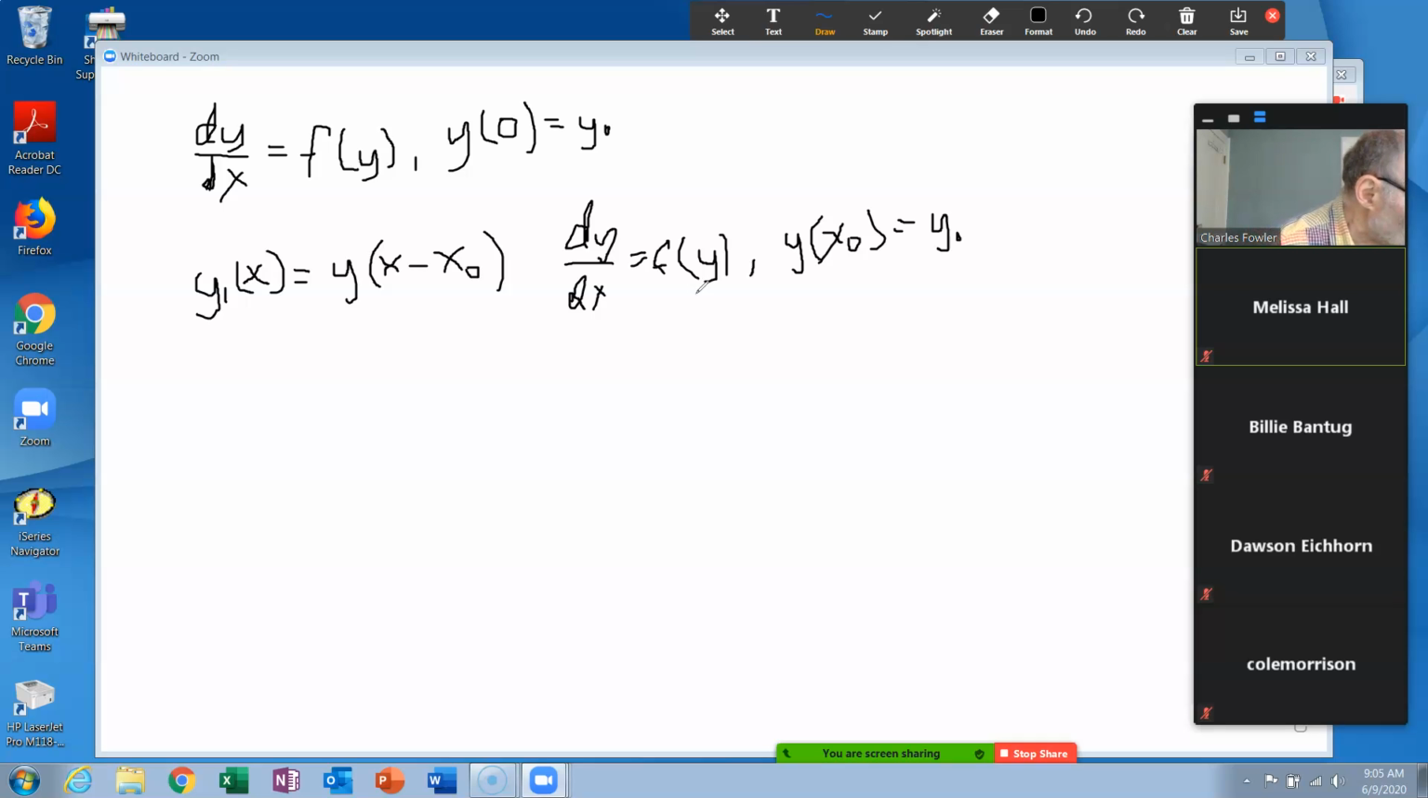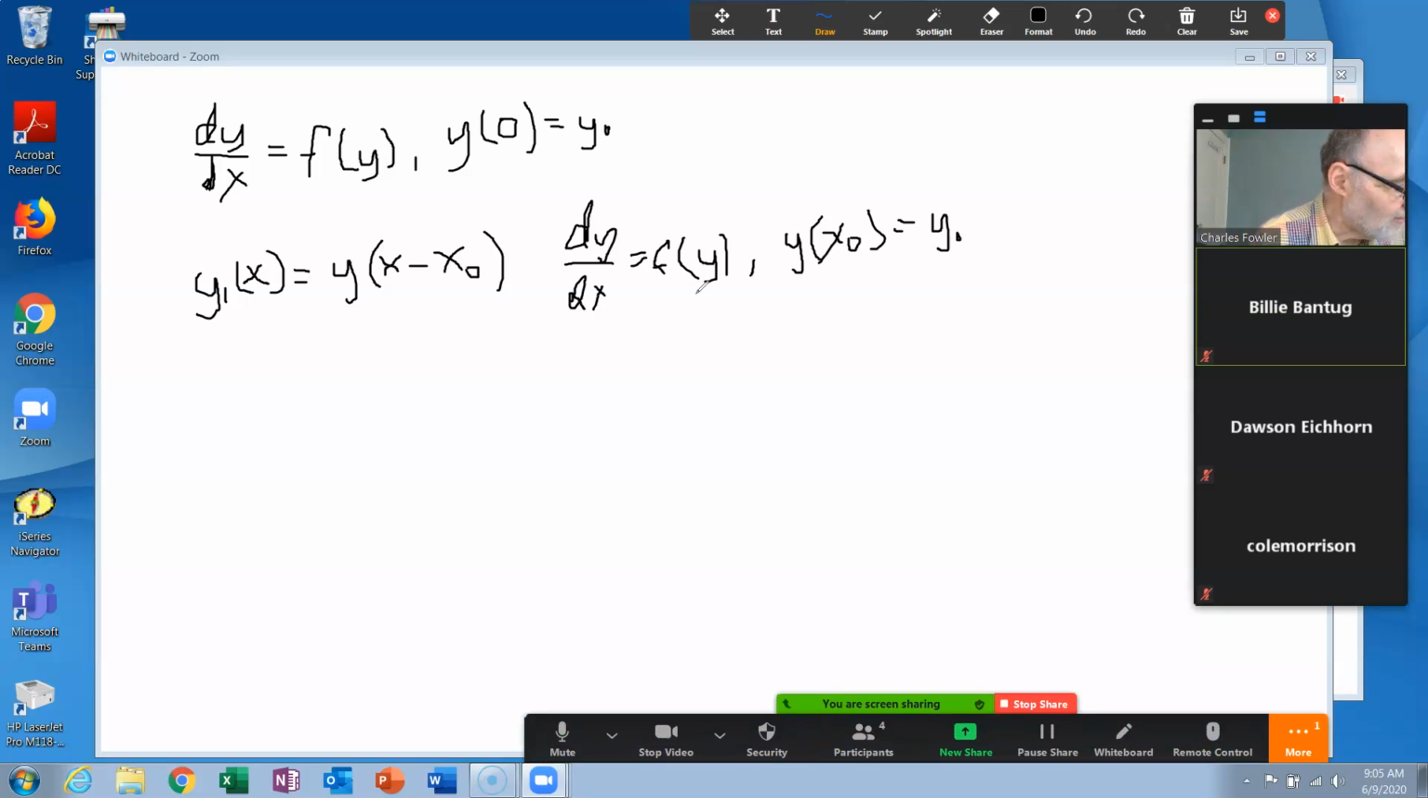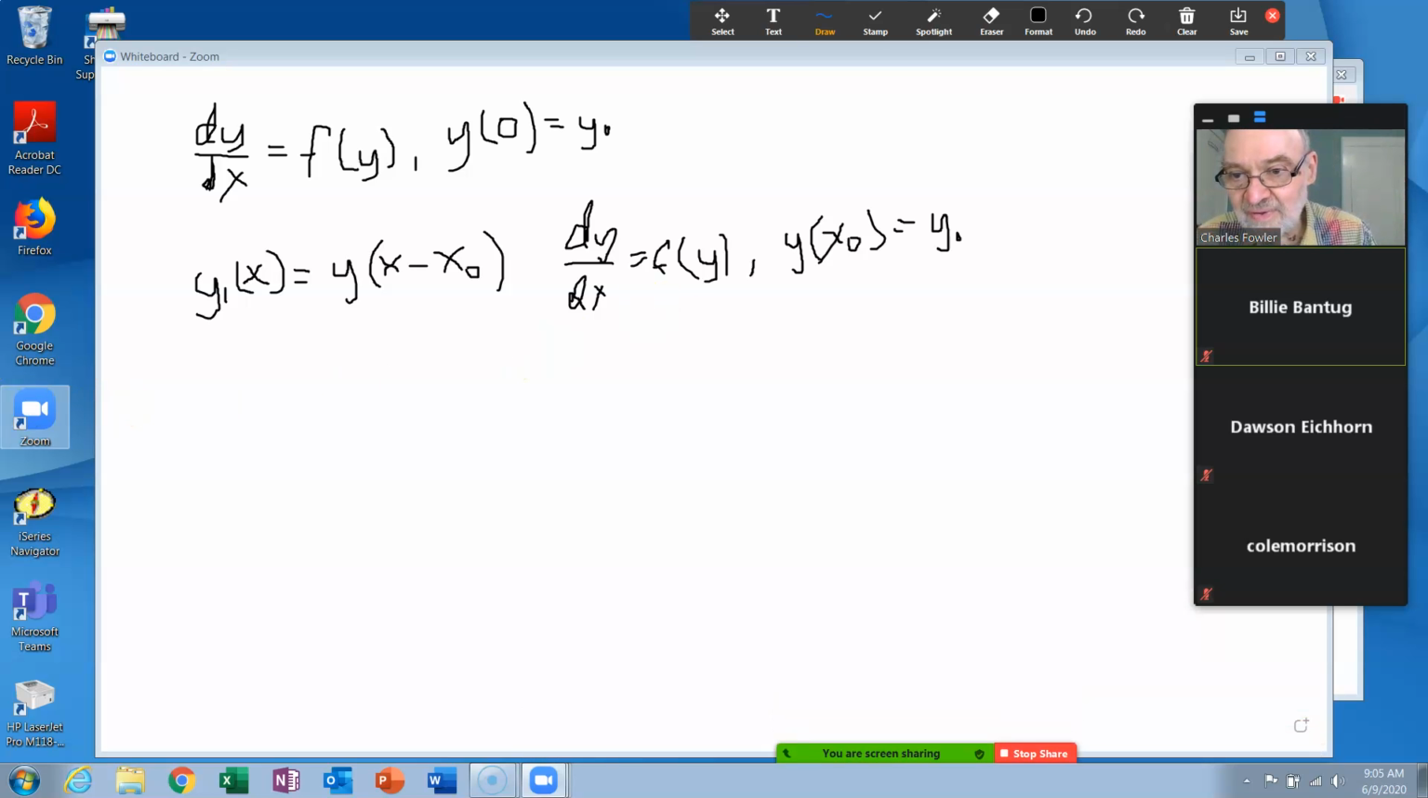Okay? So, as an example of that, they say it's easy to verify that if y of x is equal to e to the x. Okay, let's just go here and say your function y of x is equal to e to the x.